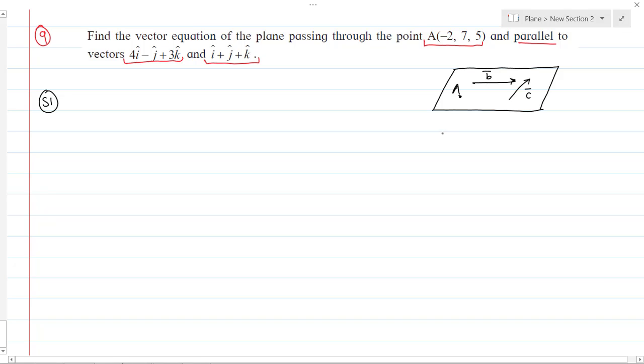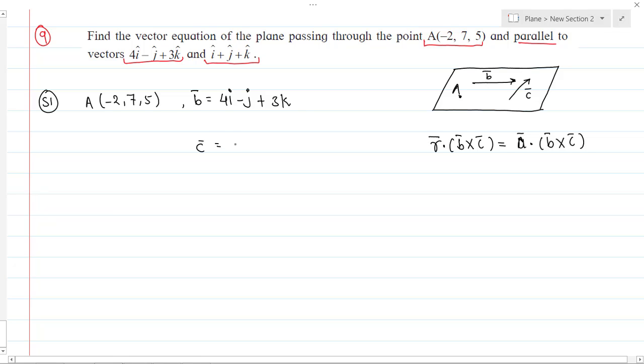In this case, the equation of the plane will be r bar dot B bar cross C bar equals a bar dot B bar cross C bar, where B bar cross C bar is nothing but the normal vector of the plane. So what is the given information? A is (-2, 7, 5), B bar is 4i minus j plus 3k, and C bar is i plus j plus k.